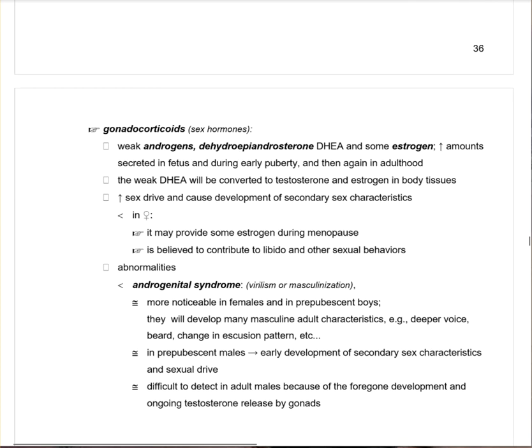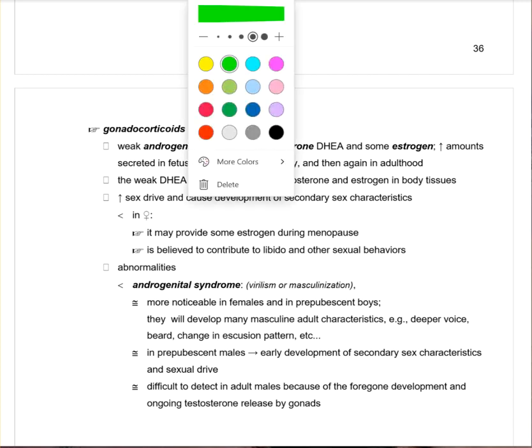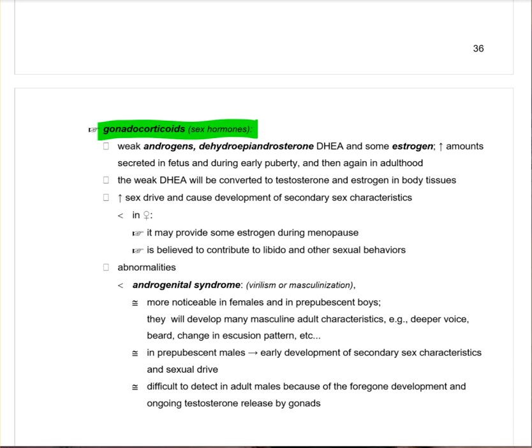Okay, now we have one more thing to talk about, and we'll do it really quickly. This is getting to be a long video, and this is the gonadocorticoids, the sex hormones. And remember, that was from our reticular region, and we want to talk about that now. So DHEA, which is this precursor that can be converted into either testosterone or estrogen as needed in the body.